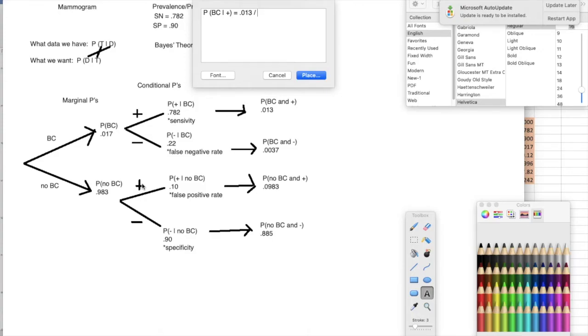So we have 0.013 plus 0.09883. So all of this equals 0.117.